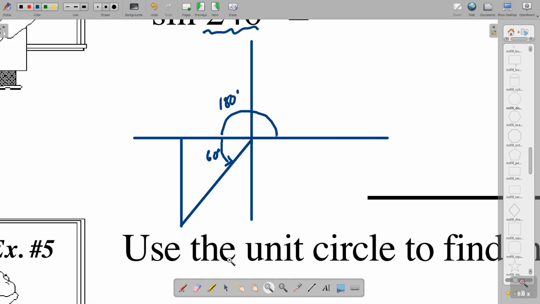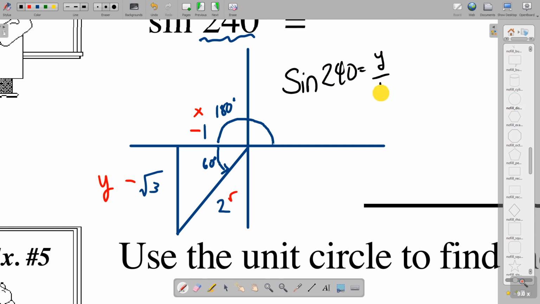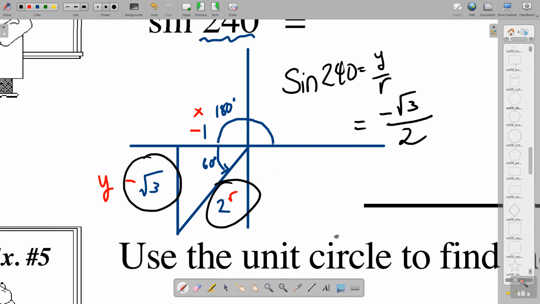Okay, I'm in quadrant 3. As long as I know it's 60, that's a root 3. That's the tall one. That's the 1. That's the 2. I'm in the left quadrant 3, so that's negative. That's negative. This is x, this is y, this is r. Sine of 240, any sine value is going to be y over r. So the y value is, over here, negative root 3. R value, 2. Ta-da!